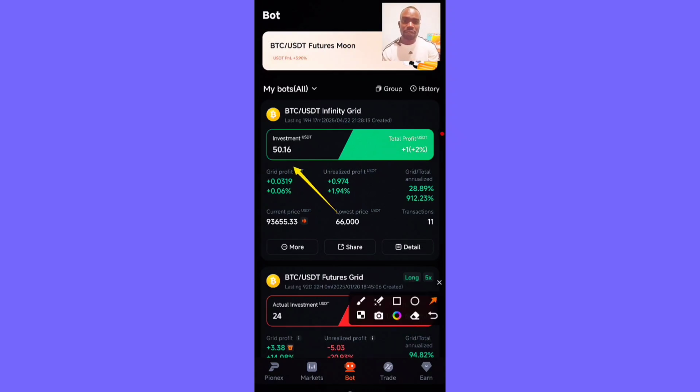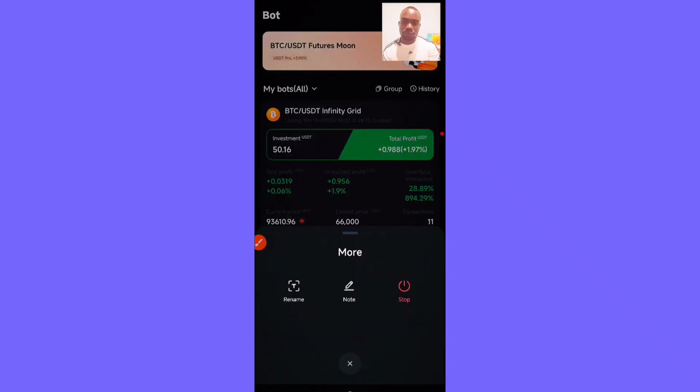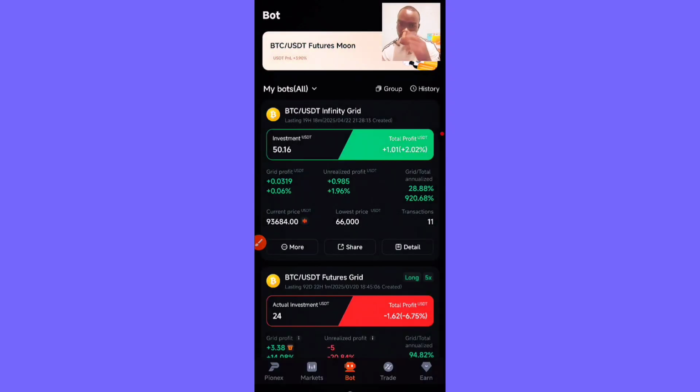Then the current profit is that one. So there's some details about it. Just to see more details on this one, when you click on more, once you've created your bot, you can rename the bot, put a note, and stop your running bot. Then you can share it with other people so that they know that you are operating a bot, and maybe that's another way to have your people joining using your referral link.